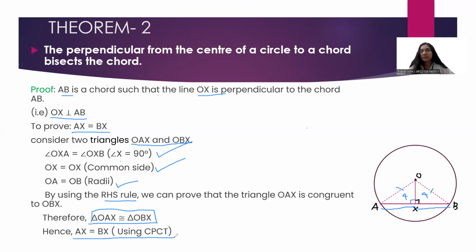So the proof of the theorem seems to be quite easy, right? Once you are familiar with the congruence rules of triangles, then the proofs will be easy, not difficult. Okay, fine. So this is all about theorem 2. Theorem 2 says that if you take a chord and draw a perpendicular from the center to the chord, it divides the chord into two equal parts. Is that clear?